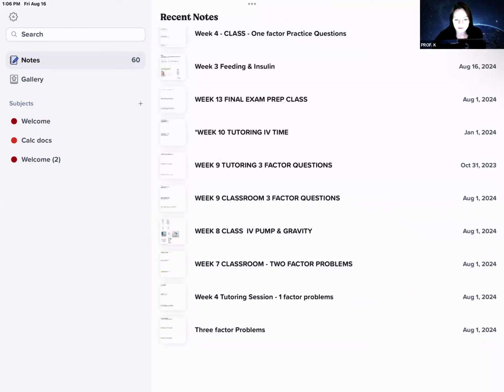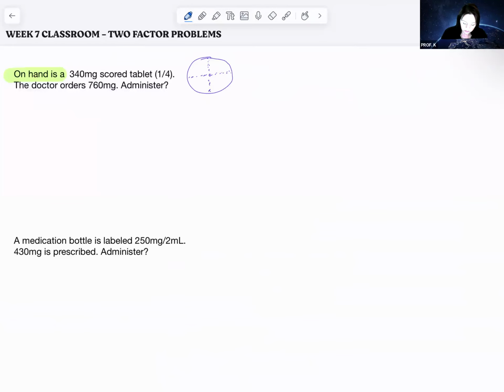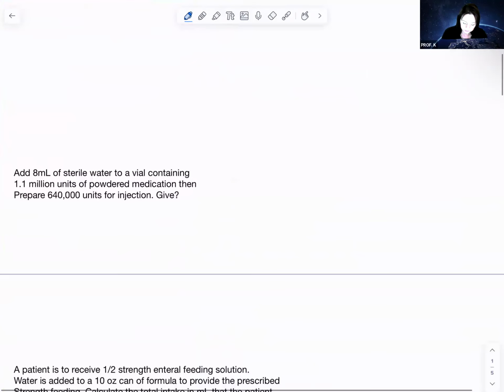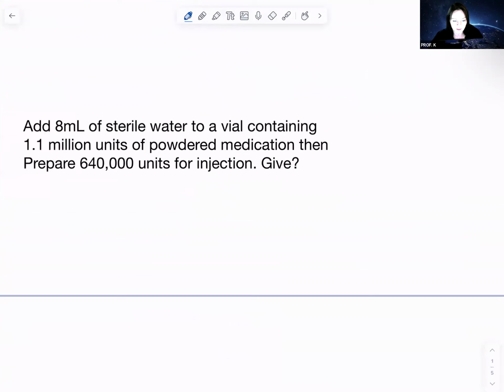Two-factor is identical to one-factor, except it adds weight. The patient's weight. Let's see if I can find it. Okay. Oops. Nope. Stand by. Oh, actually, I'm going to let you guys do this one real quick, okay?